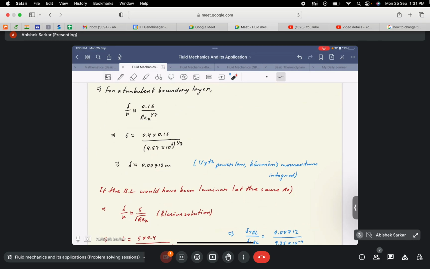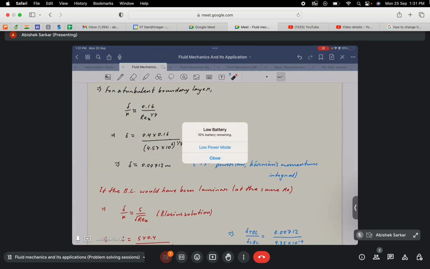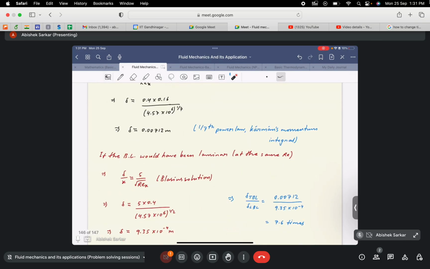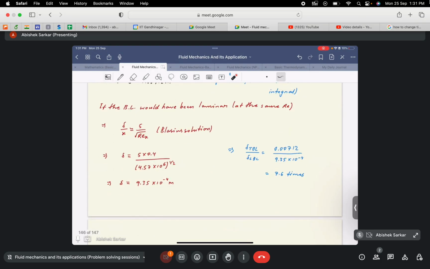Now say the boundary layer would have been laminar for the same Reynolds number. Obviously it's not valid, because at that Reynolds number the boundary layer is bound to be turbulent. But say the boundary layer developed on the hydrofoil was laminar instead of turbulent, then we can apply the Blasius solution. This is a very famous solution to determine the thickness of the boundary layer, valid for laminar boundary layers. Given that, we get delta equal to 9.35 times 10 to the minus 4 meter.